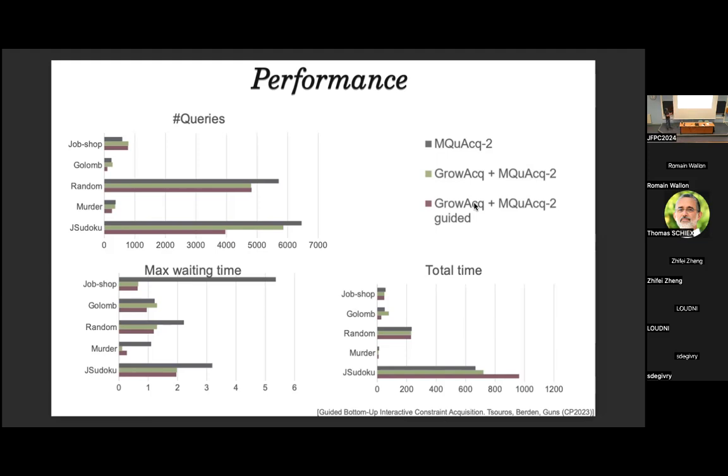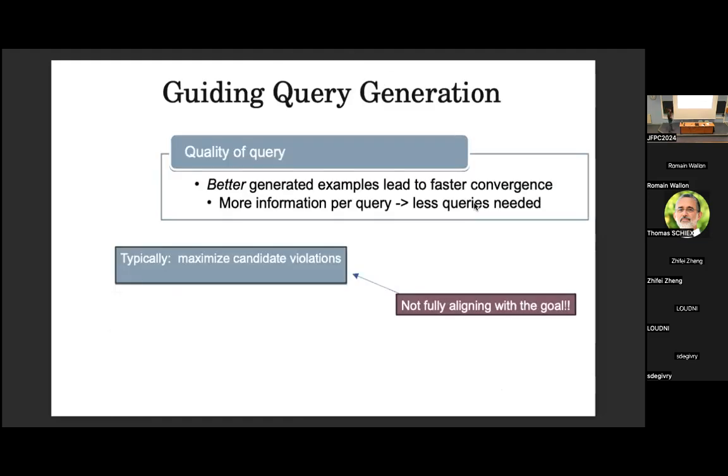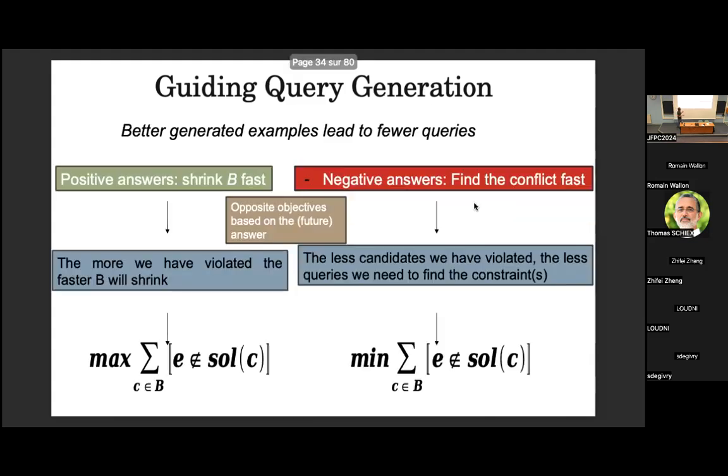Okay, so the red one is now about selecting the queries in a bit of a smarter way. So what actually is a good query? What is an effective query? The quality of the query, a better query, a better partial solution, will lead to a faster convergence. And that means that you will have to ask fewer queries afterwards. And typically in prior work, people look at maximizing the number of constraints that are violated. So an example that violates as many from the bias as possible. Okay, why is that?